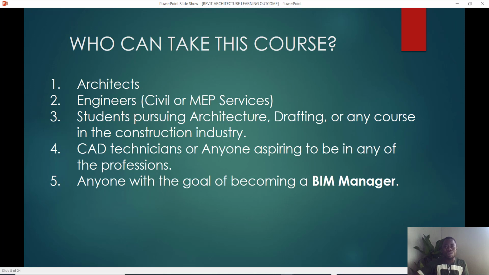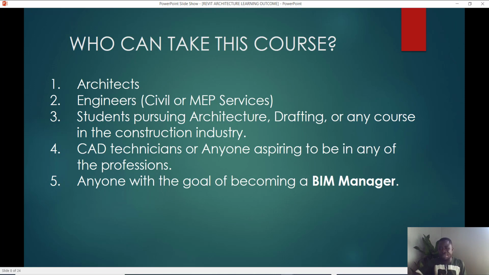Now, who can take this course? Any architect. If you're a CAD user and you are seeking to migrate to BIM, I can assure you that this program is the best one for you. So any architect who is seeking to migrate from CAD to BIM, or is seeking to experiment with or use BIM software or get trained in any BIM technology, our course will be an excellent one for you.